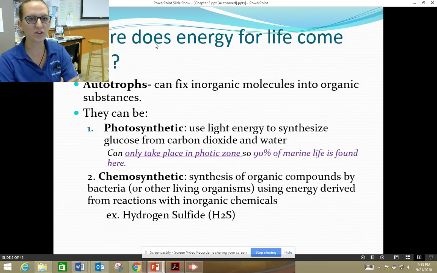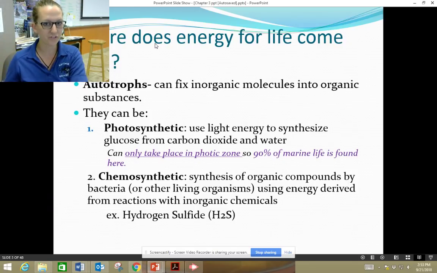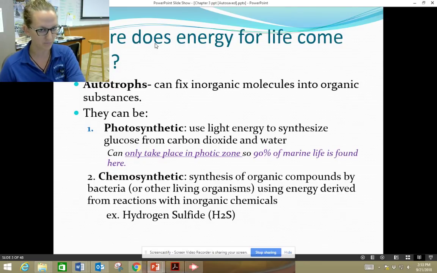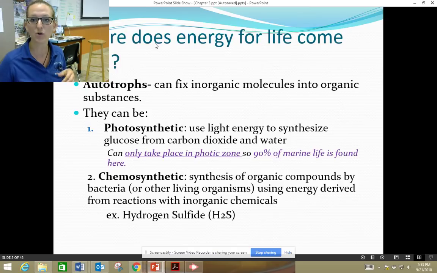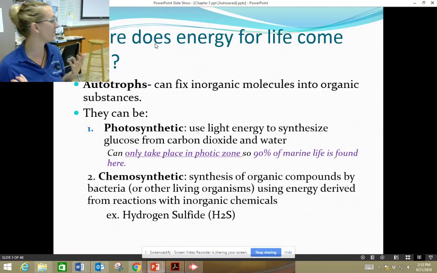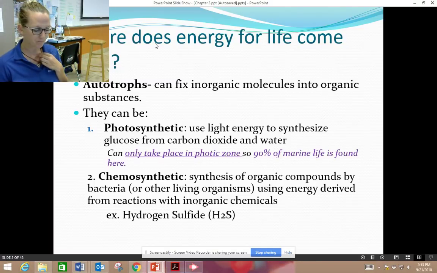Okay, so where does all the energy of life come from? Whether you're a photoautotroph or a chemoautotroph, autotrophs make their own energy, and then we can consume them. Auto is self, troph is feeder, or trophic level, your feeder level, or your feeder position. So they are self-feeders. They can fix, or that word fix means convert, inorganic molecules, not living molecules, like sunlight, carbon dioxide, and water, into organic substances like glucose.